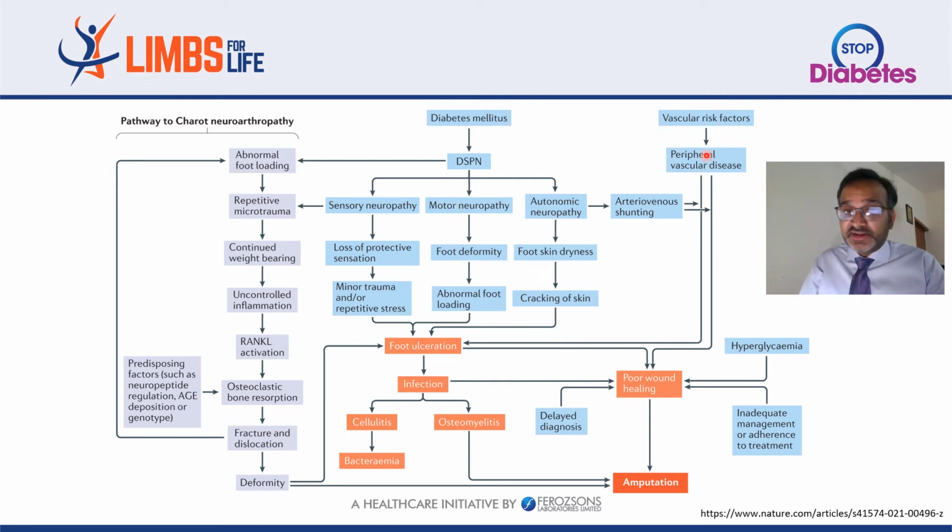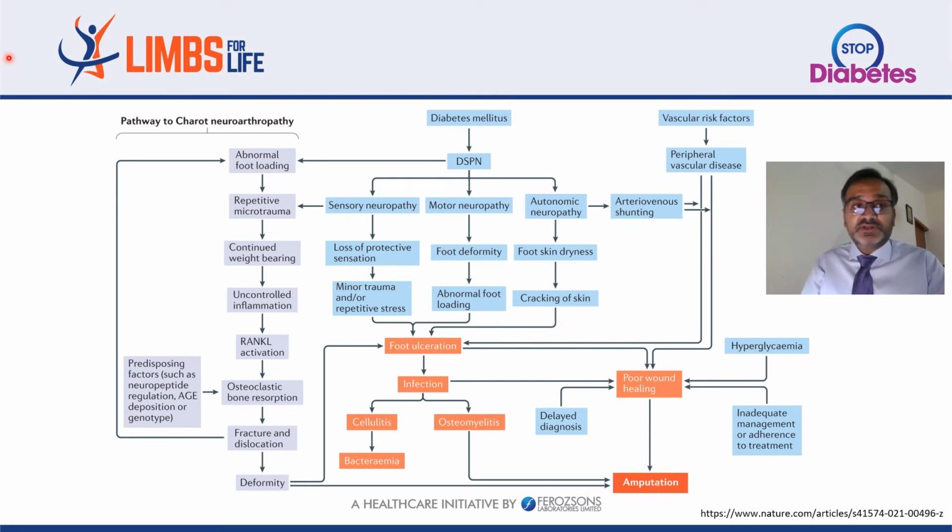So definitely vascular risk factors are there. Peripheral vascular disease develops because of diabetes, as we just talked about previously. Autonomic neuropathy leads to intravenous shunting and abnormal blood flow, so it will lead to poor wound healing. If you have hyperglycemia, you have poor wound healing. Inadequate management of diabetes leads to poor wound healing, and definitely a delayed diagnosis can lead to poor wound healing, and eventually it will lead to amputation that we do not want, and we want to save the limb.